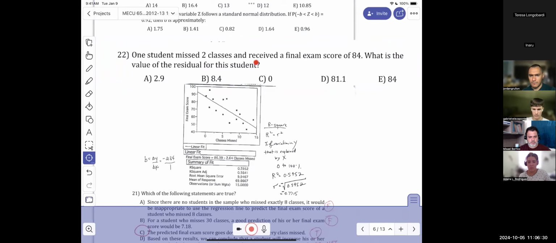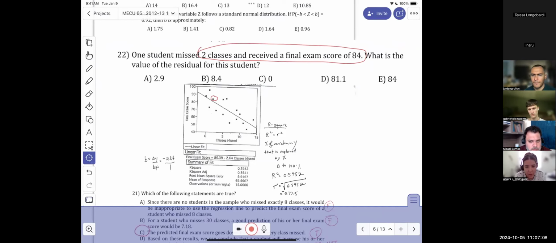So one student missed 2 classes and received a final exam score of 84. That's an observation. It's just telling you someone missed 2 classes, with this person here, and got 84. Where is that? Okay, this is supposed to be 2. This is supposed to be the value here, I think. What do you think? So that's what we're talking about. And so we're going to calculate the residual.